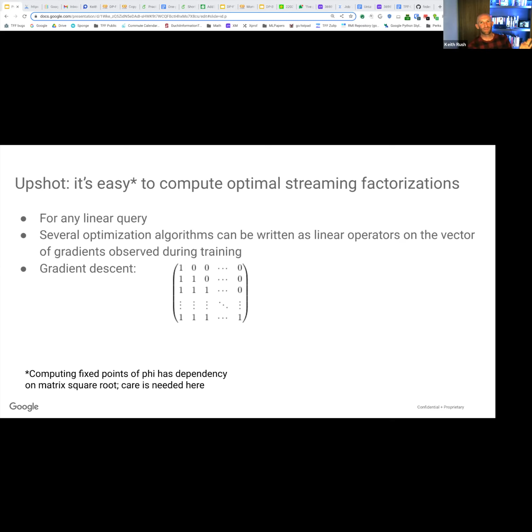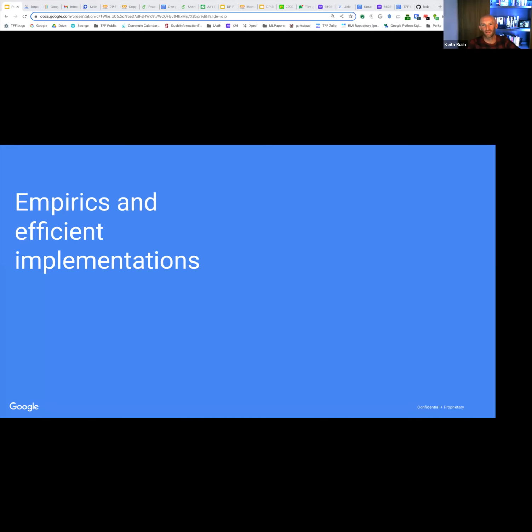Point being that it's easy to compute these literally optimal streaming factorizations. It's not that hard. It's not that much of a computational problem. Oh, and we finally wrote down for you the matrix S that corresponds to gradient descent here. It's just this thing. This is your prefix sum matrix, right? Because if you take x1 through xn, it's going to return x1, x1 plus x2, x1 plus x2 plus x3, etc. Right? Okay.